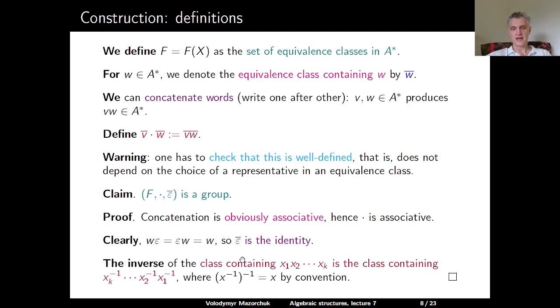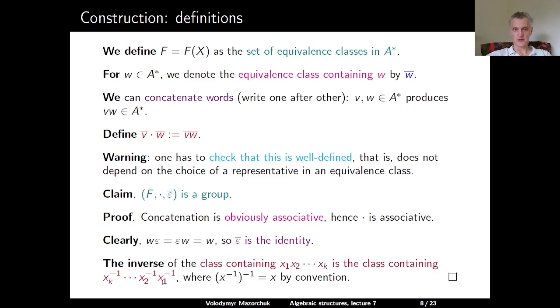And also, if we have some word x1, x2, and so on up to xk, and we concatenate it with xk inverse and so on, x2 inverse, x1 inverse, then we can remove xk xk inverse, then x(k-1) x(k-1) inverse, and so on. We remove it all the way, and we will get the class of the empty word, which is the identity element. So this shows that any class has an inverse class. So there is an inverse element for each element in our group. This completes the proof of our claim.